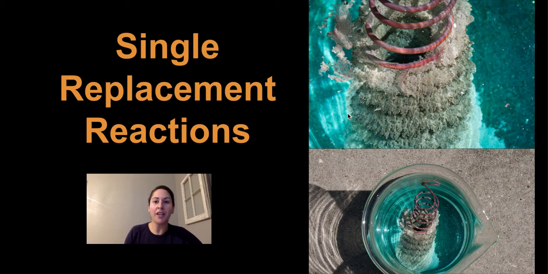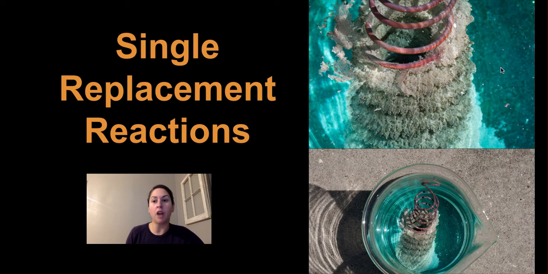I have a couple pictures here, and this is actually just a blown up version. So this is a piece of copper wire that's coiled up, and it was placed into silver nitrate solution. The silver nitrate solution originally is a clear color when it's made. And what we see is that there's a single replacement reaction occurring. So what happens is this copper in the wire is actually replacing the silver that's in solution.